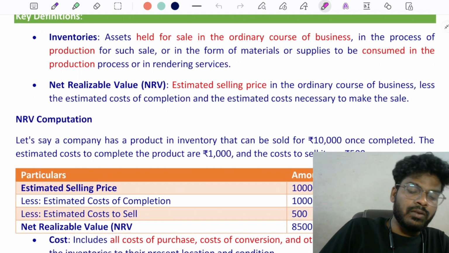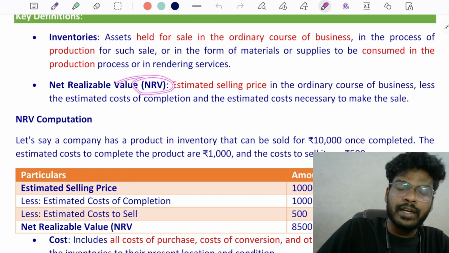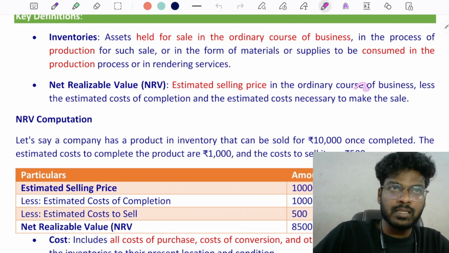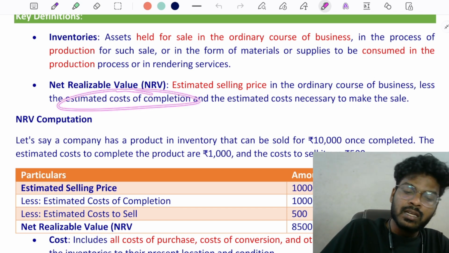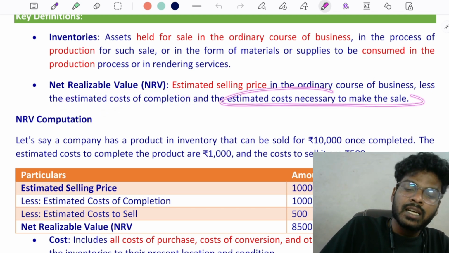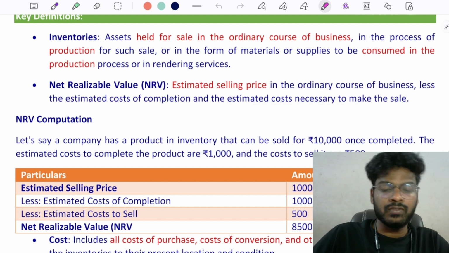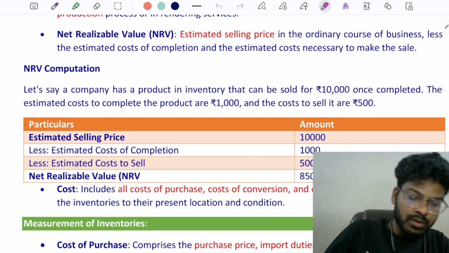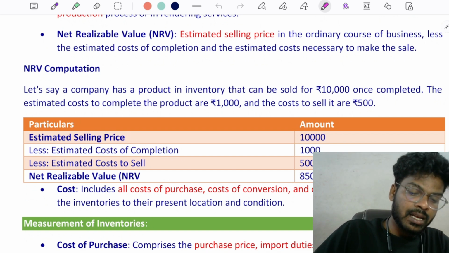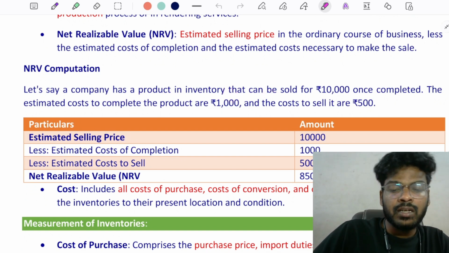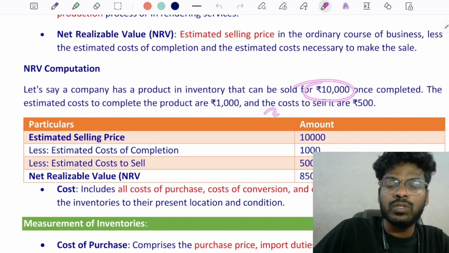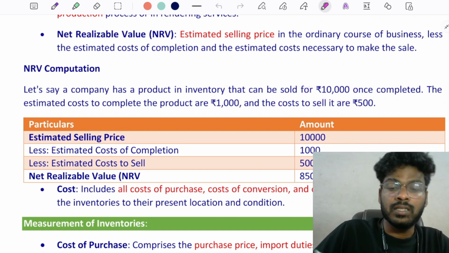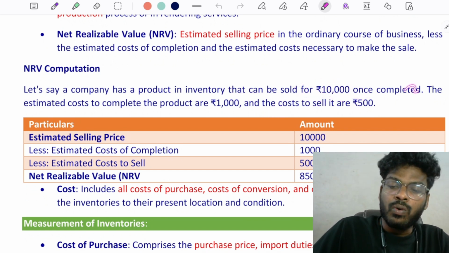Net realizable value. What do you mean by NRV? That is net realizable value. It is the estimated selling price less the cost of completion less the expected cost of sale. To compute it, for example, let's say the company has a product in inventory that can be sold for 10,000 rupees. This is the selling price once completed.